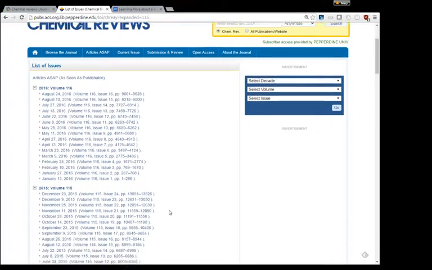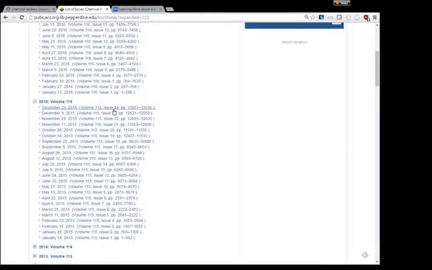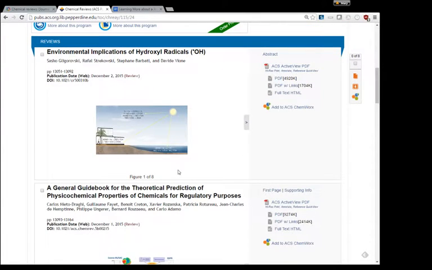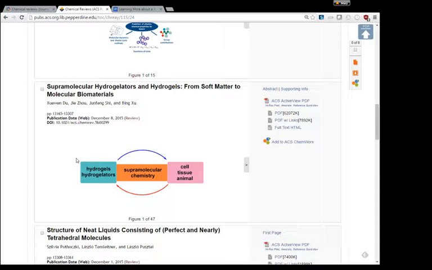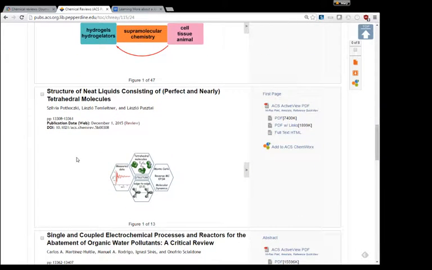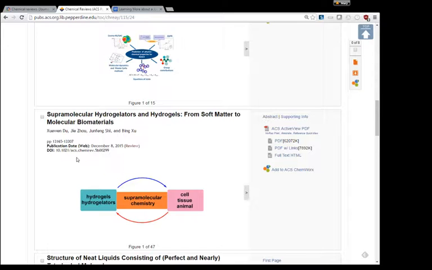I can see in 2015, there were 24 issues published, so that's 2 per month, much fewer than biochemistry. And I can also see that these are pretty lengthy articles. I'm just going to click on this December 23rd issue. And here I'm seeing an article that's 41 pages, 71 pages. Here's one that's 142 pages, 53 pages, and so forth. So these are much longer than the articles that we saw in biochemistry.